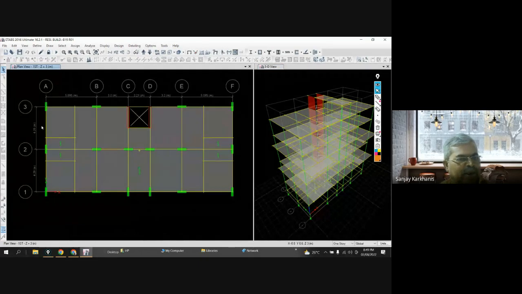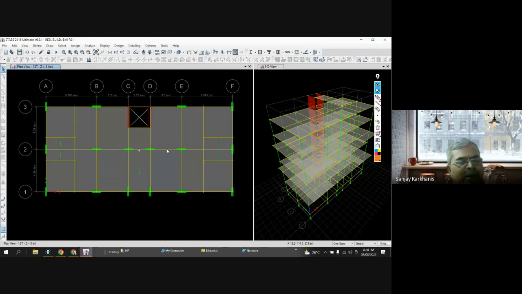See, you can exercise with the help of changing the orientation of this column, this column, this column, or you may go on adding the column over here, over here, over here, and see what changes you are getting in free vibration analysis. So that will be a point of study.